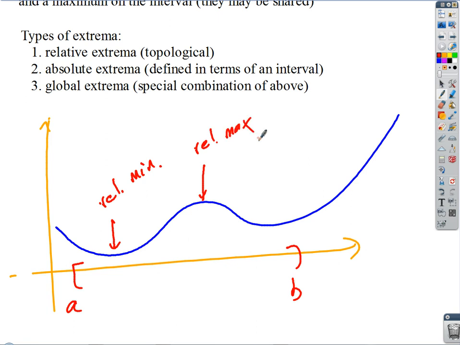Now, because we're talking about a closed interval, we could say that in addition, on this interval, this is our absolute minimum, and this is our absolute maximum. Those are, absolutely speaking, there's no relativeness about this anymore. On that interval, that is the lowest point and that is the highest point. So those are absolute extrema.